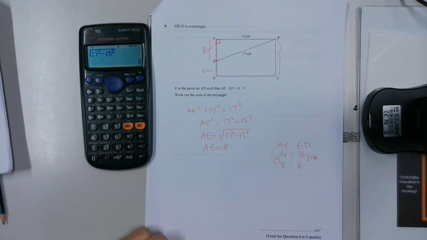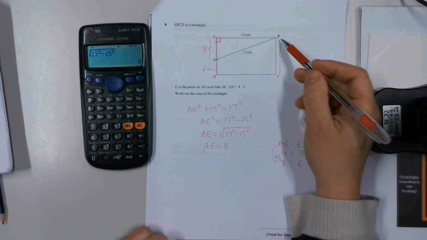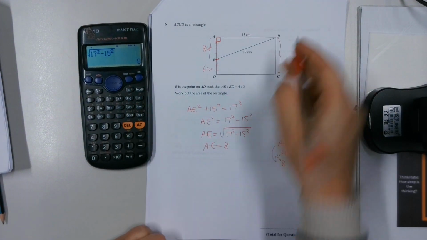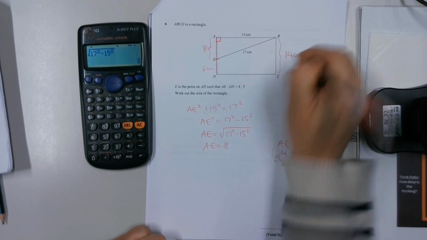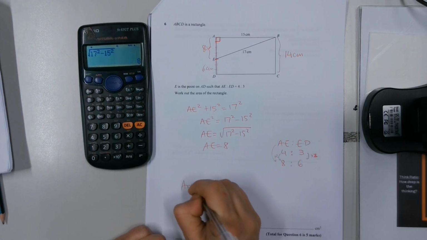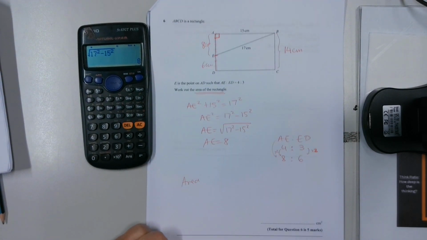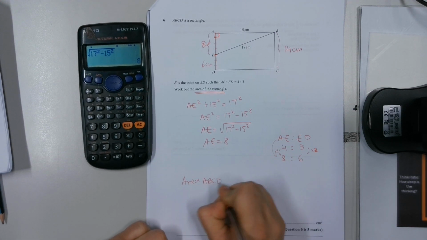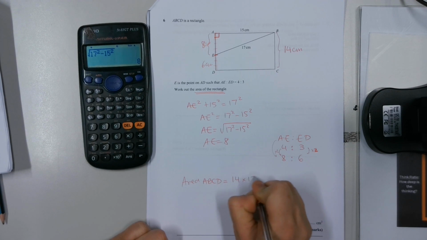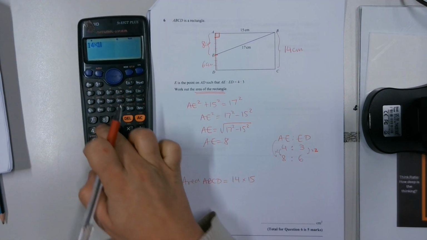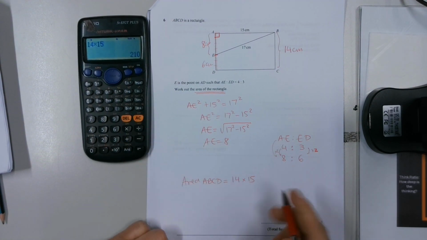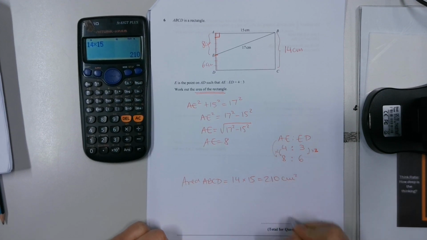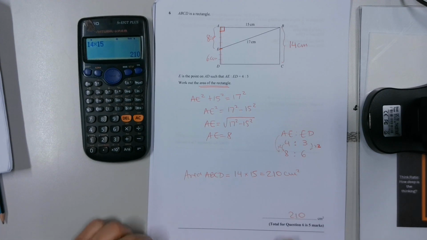Overall, the height of this rectangle is going to be 8 plus 6, which is 14 centimeters. And therefore, the area of the rectangle ABCD, which is what I'm trying to find, is going to be 14 times 15, which is 210. And my units are going to be centimeters squared, or I can just put it in the answer line.